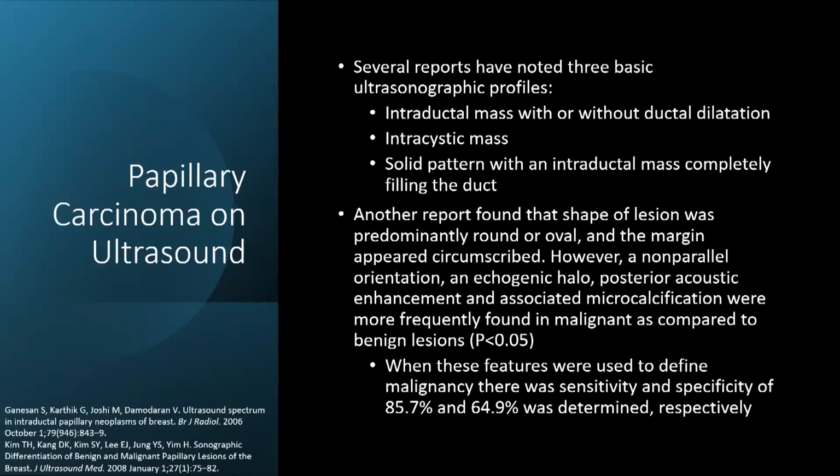Well, what are we looking at when we're looking at the profile with ultrasound? We may be looking at an intraductal mass that may have ductal dilatation or not. You may be looking at an intracystic mass, or a solid pattern in an intraductal mass completely filling a duct. Some reports have found the shape of the lesion may be predominantly round or oval, and the margin may even be circumscribed. However, it may be non-parallel, there may be an echogenic halo, or posterior acoustic enhancement, or even calcifications. More likely, these will be found in malignant cases as compared to benign.